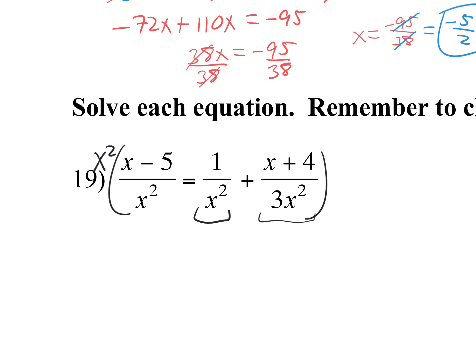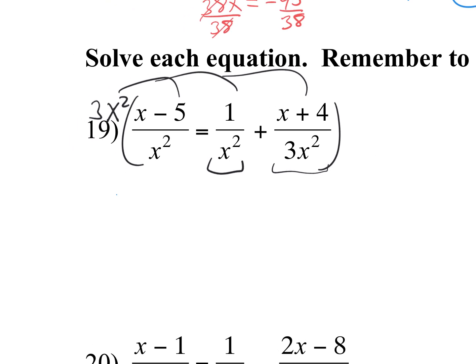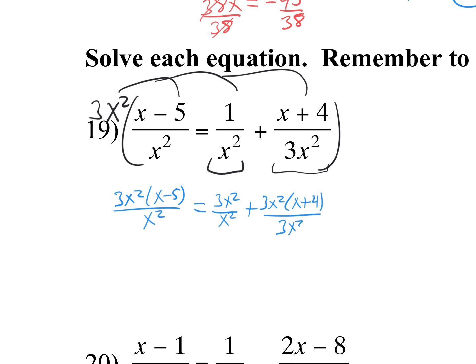And then with this one right here, we need to multiply by 3x squared. So I'm going to multiply this entire equation by 3x squared, as few factors as possible to eliminate all the denominators. So distribute this 3x squared everywhere. And then we're left with 3x squared times x minus 5 over x squared equals, and then 3x squared times 1 is 3x squared over x squared, and then plus 3x squared times x plus 4 over 3x squared.